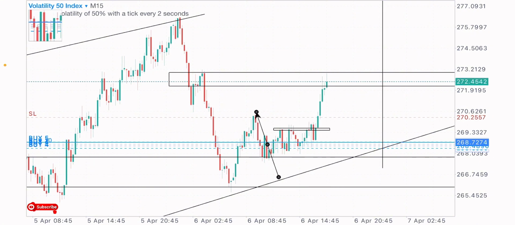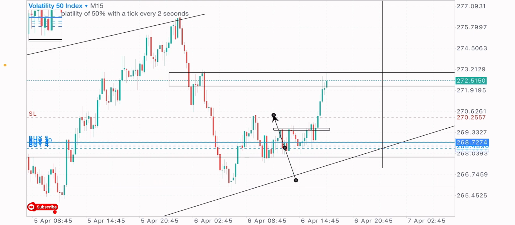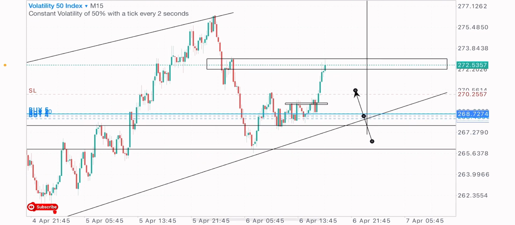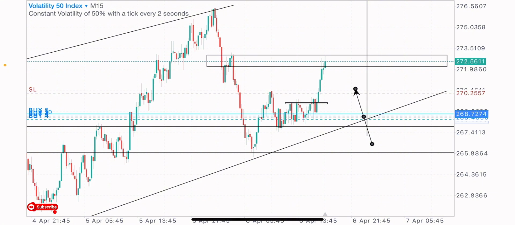I've secured this trade right now by moving my stop loss above my entry. We're moving in good profits. I exited about 70% of my positions and secured the trade, moving my stop loss above my entry. So that's how I was able to take the buy trade on the V50 index.